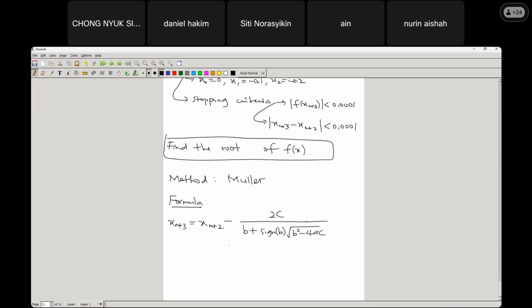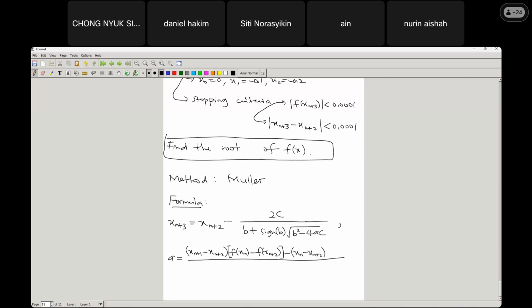Okay, so next you want to tell me what is your ABC. The A formula is pretty long, but I can convert it. So I write down here: xn plus 1 minus xn plus 2, times f(xn) minus f(xn plus 2), minus xn minus xn plus 2.